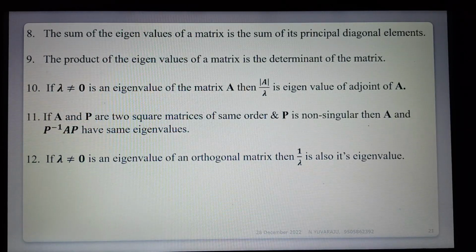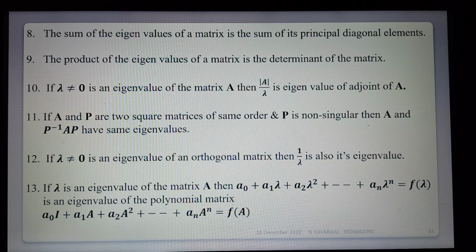Okay. Next, if lambda is an eigenvalue of an orthogonal matrix, then 1 by lambda is also its eigenvalue. So A is any orthogonal matrix. Orthogonal matrix means A inverse is equal to A transpose. And A transpose has the same eigenvalue, A inverse has eigenvalue 1 by lambda. So 1 by lambda is also automatically an eigenvalue of the given matrix.